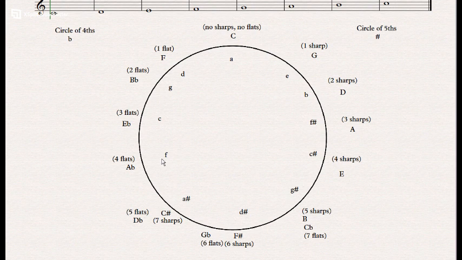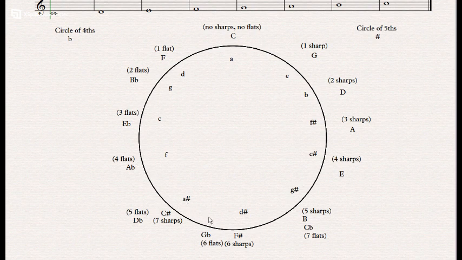Same thing. A flat major, I said what's the relative minor? It would be F, and they would have 4 flats, the same 4 flats. You could also say backwards. If I said what's the relative major of F minor, you would say A flat major. Now we're still only at 4 flats.